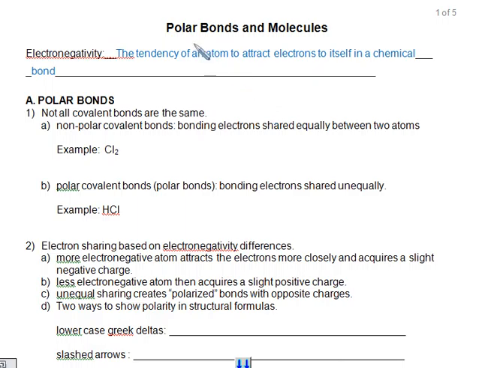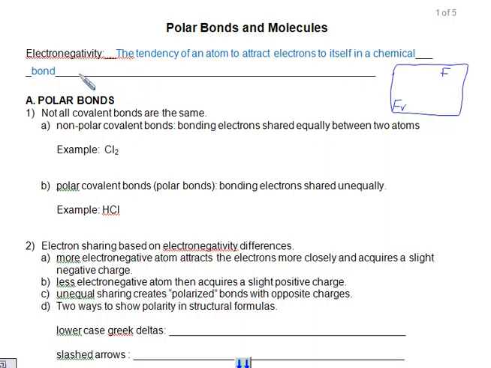Now we're going to look at polar bonds and molecules, and the first thing we're going to do is roll back to discussing electronegativity. Electronegativity is the tendency of an atom to attract electrons to itself in a chemical bond. So if you recall the periodic table, if we put fluorine right here, this would be the noble gases, and francium way down in this corner. Fluorine is the most electronegative element, francium is the least. In a chemical bond, fluorine is going to attract electrons strongly to itself, francium will not.